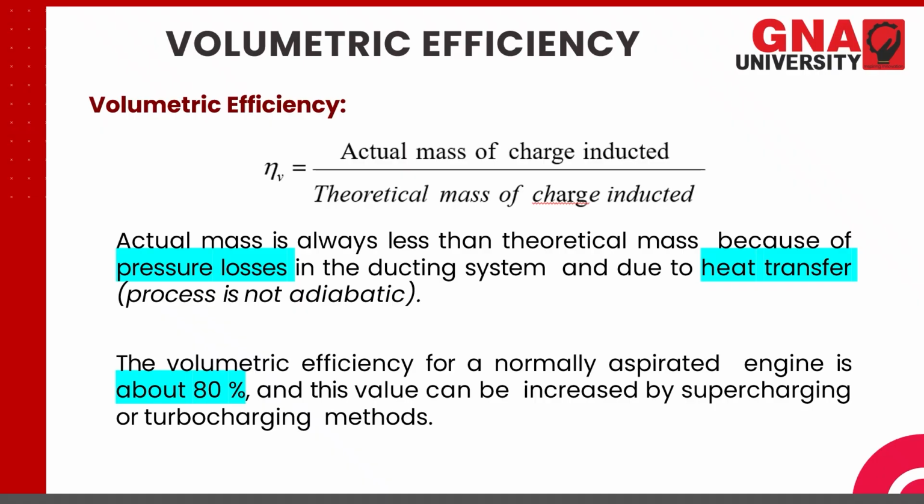Supercharging means we are adding more charge than can be taken in by the natural suction of the engine. That means it is not naturally aspirated. We are sending the charge into the cylinder by compressing it. So this supercharger is basically a compressor which is run by power from the engine only. Whereas a turbocharger is also a compressor, but it is run by the exhaust gases moving out of the engine. It's run by a turbine which is in turn run by the exhaust gases.